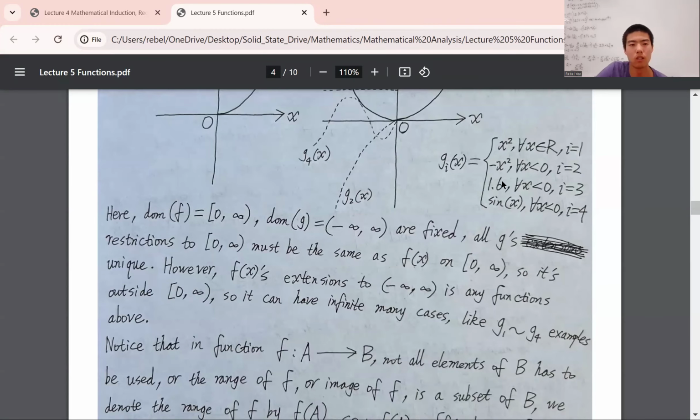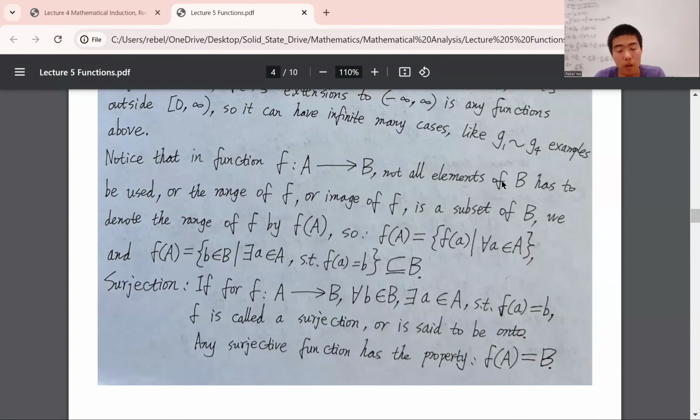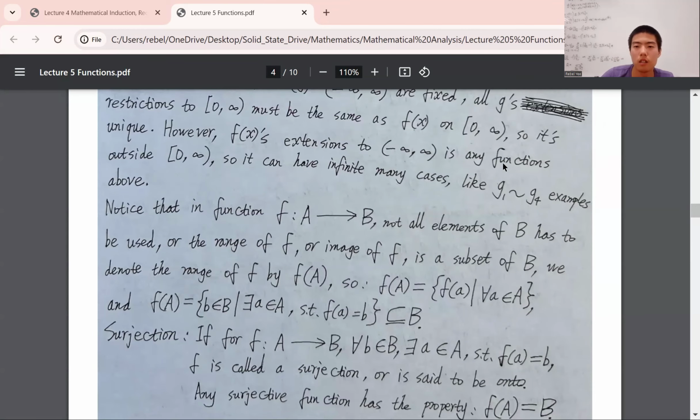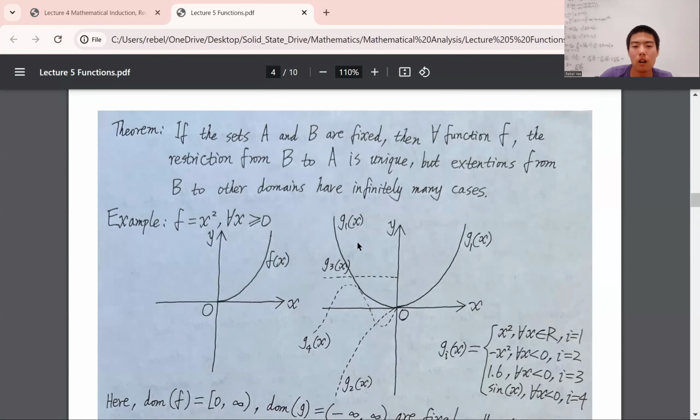Those can also be noticed. And notice function F going from A to B, not all elements of B are used, right? So in this case, also, we say G is going from R to R. But you can say, well, even though we say its codomain is R, its range is actually R plus. It's just the non-negative numbers because the square cannot go down to negative numbers.